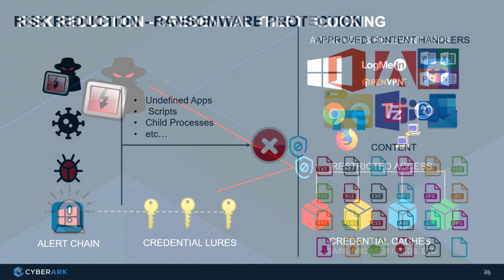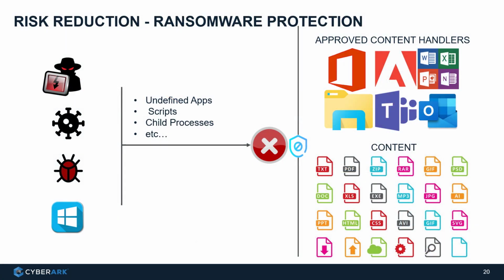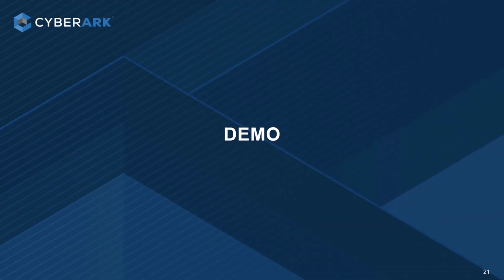For our ransomware protection, like I mentioned earlier, we're allowing only approved content handlers to access different types of content files, such as text files, PDFs, documents, etc. Anything that's not an approved content handler, such as any undefined apps, scripts, or other child processes that are not specifically outlined, will not be able to access those content files. So without further ado, let's look at a demonstration of how this works.